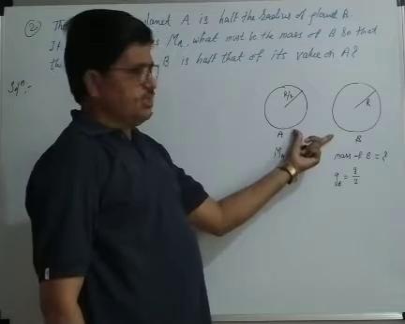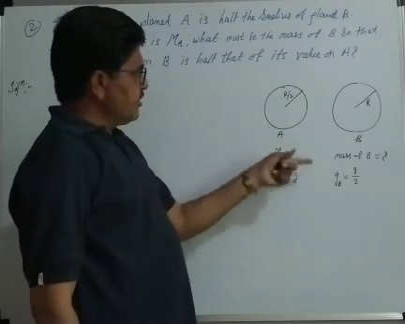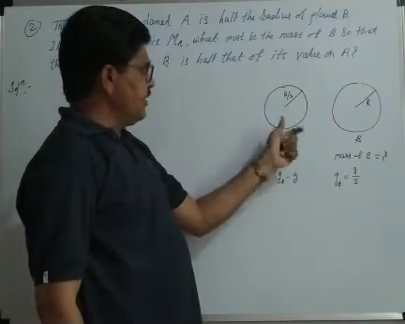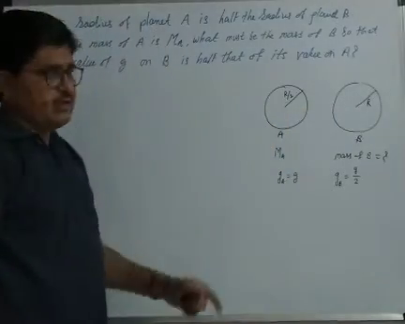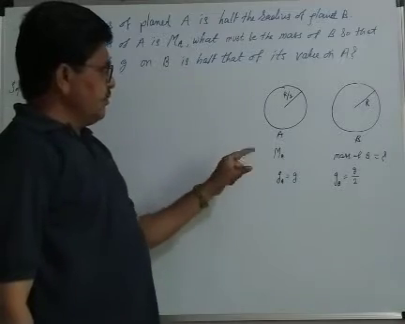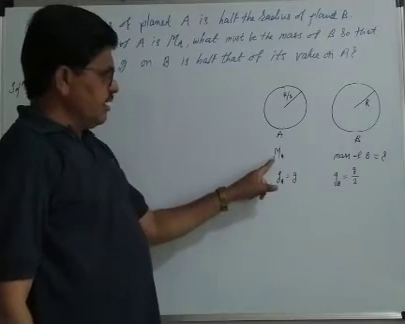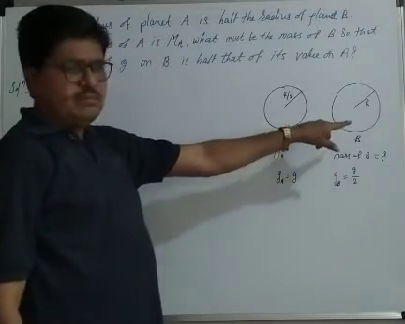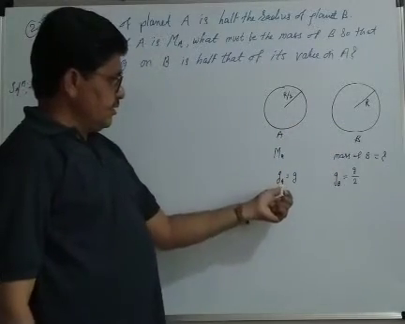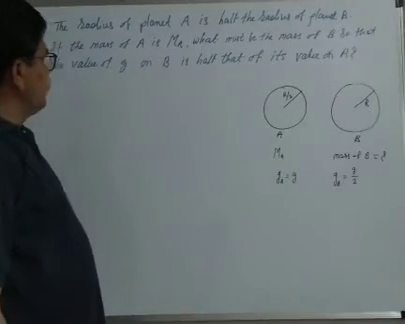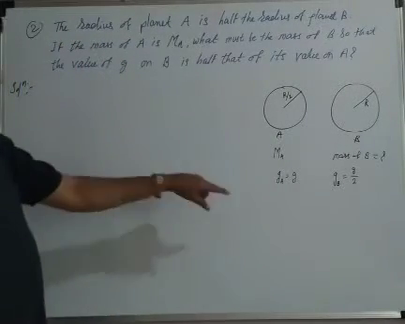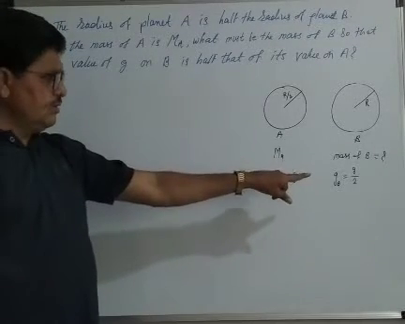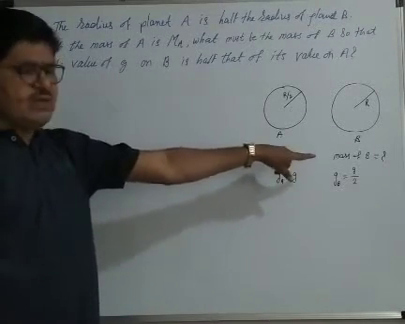In the given information, let the radius of B be considered as R. Then the radius of A is equal to R by 2. The mass of A is given, that is MA. The mass of B is not given, and we need to determine it. The acceleration due to gravity on A is g. Therefore, the value of g on B is g by 2.